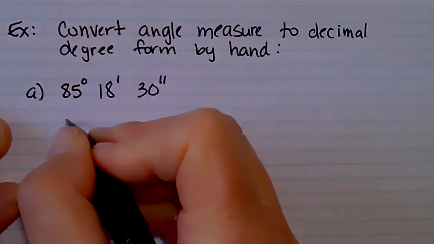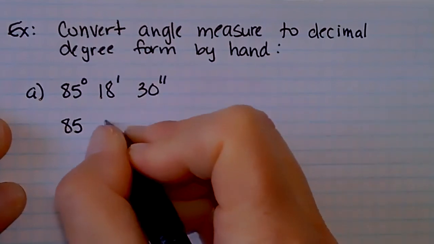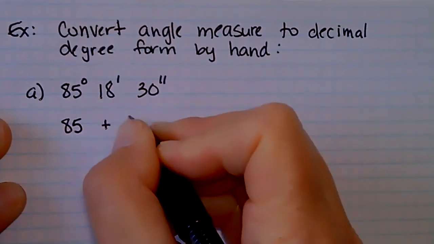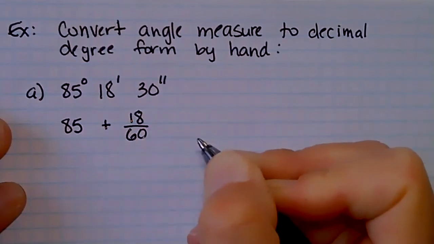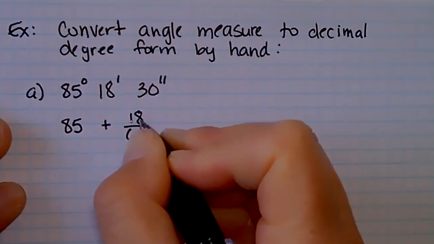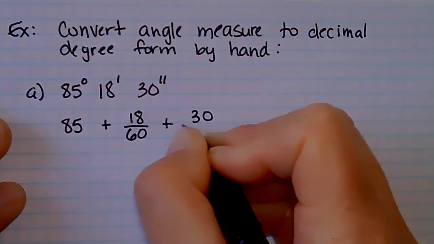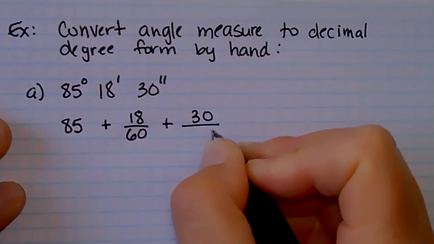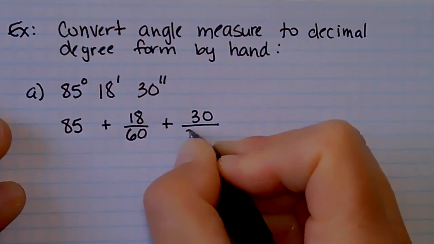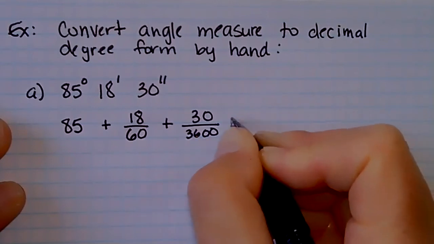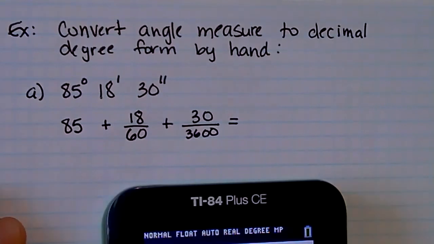I know that I'm starting with the 85 degrees, so it's going to be 85 point something, okay? Plus my 18 minutes. There's 60 minutes in a degree, so you can see I don't have a full degree. So I'm taking my 18 over 60, plus I'm going to take my 30 seconds. And how many seconds in a degree? 60 times 60 or 3,600.